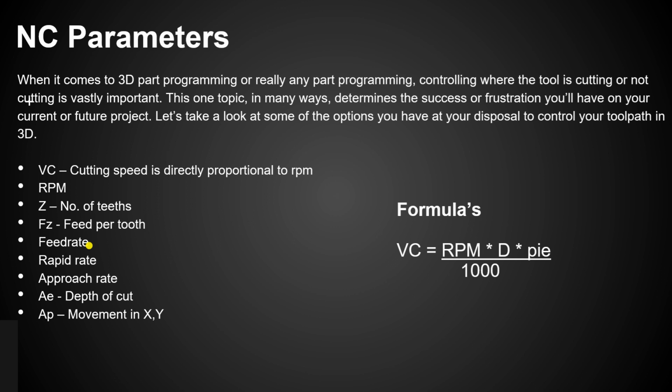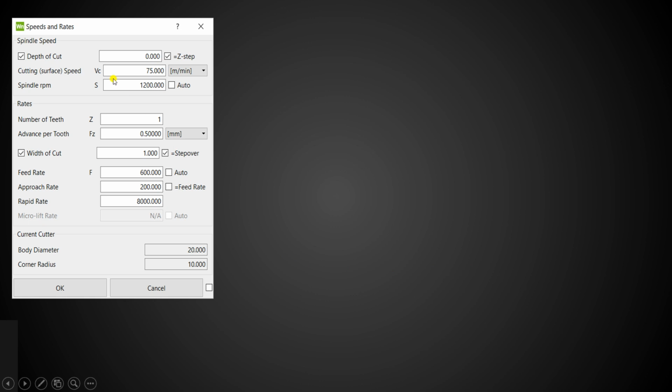AE means depth of cut. In your CAM system you can define variable depths of cut, like 0 to 2 mm, 0.5, and 2 to 10 mm, 0.2. AP is step over, the movement in XY. This is, for example, a formula to calculate the VC, but in our CAM system you don't have to calculate it. You only have to put the value here, then it will automatically calculate your RPM.